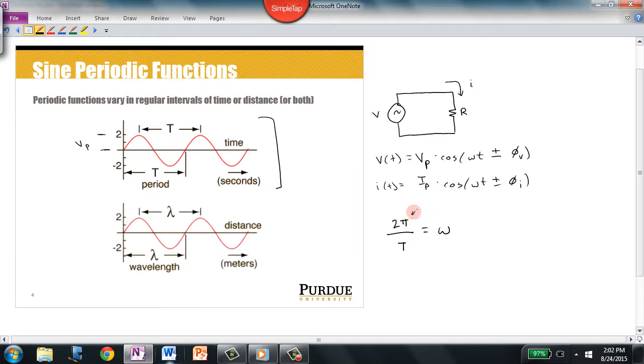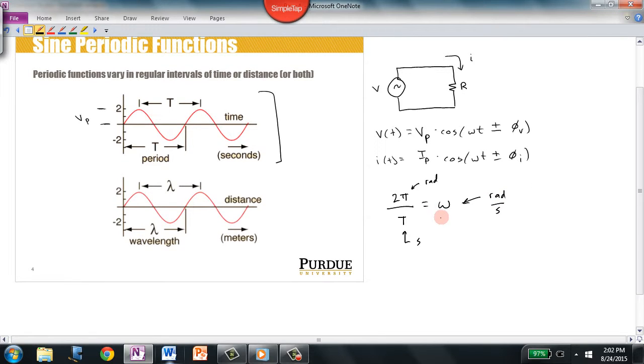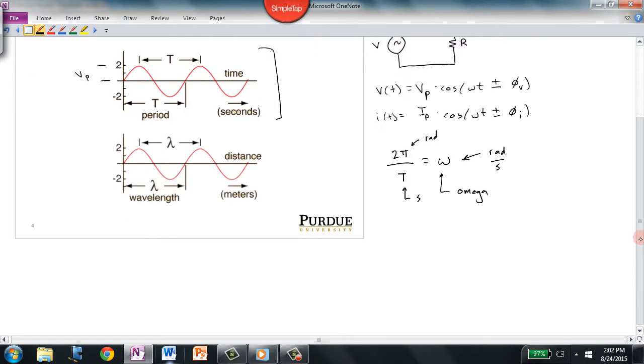So we've got 2 pi, which is just an angular measurement, radians. Period is again measured in seconds. Angular frequency, therefore, is measured in radians per second. And if you're not familiar with the Greek alphabet, that's omega. Lowercase omega kind of looks like a cursive w.